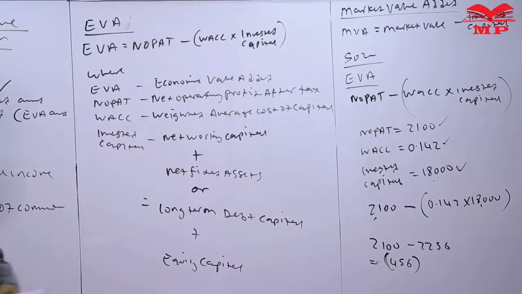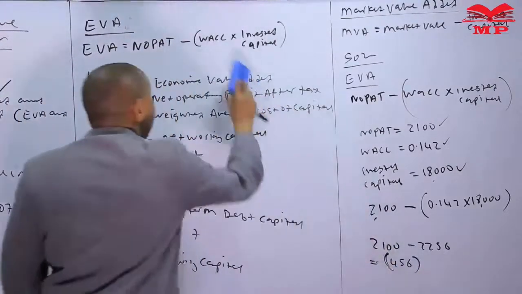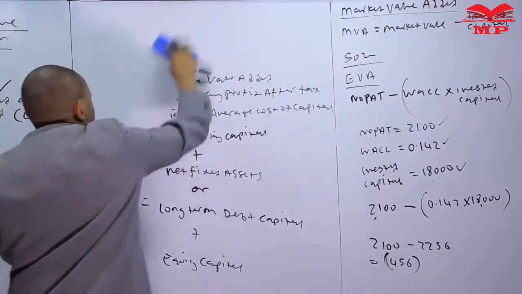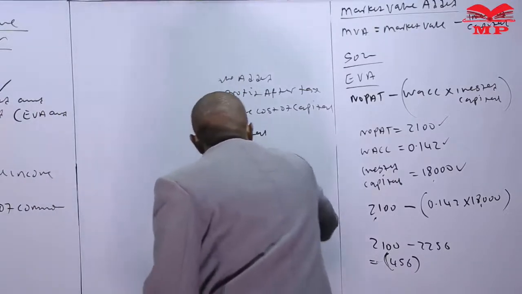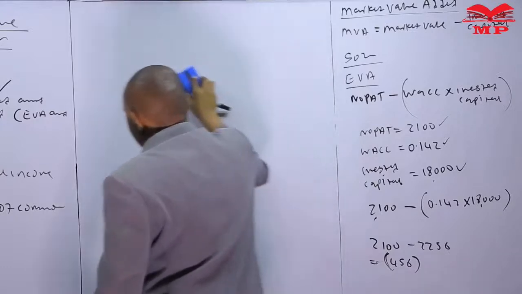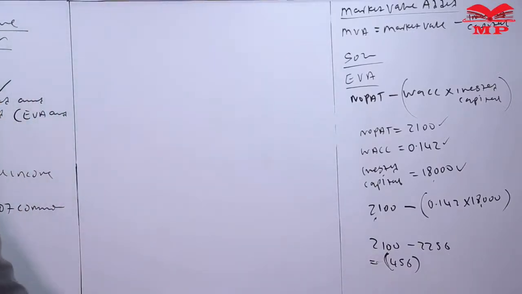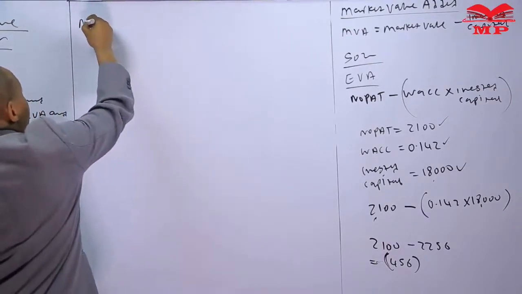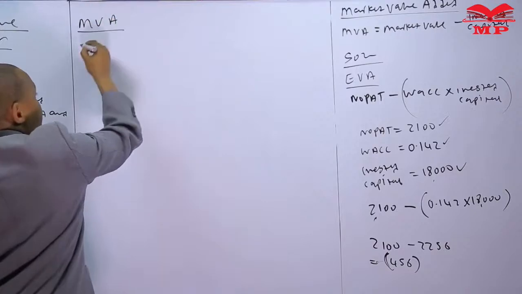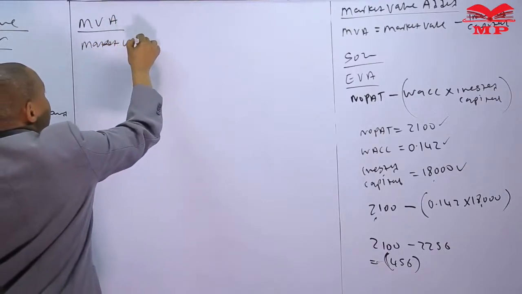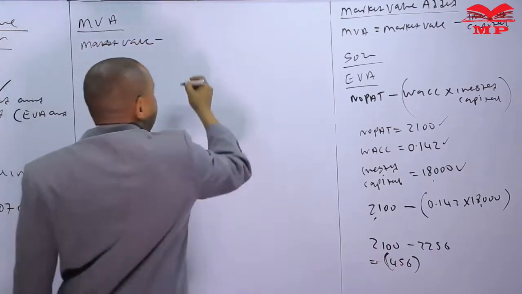Now, we look at the market value added. We said the market value added is gotten by taking the market value less the invested capital. So MVA is the market value less invested capital.